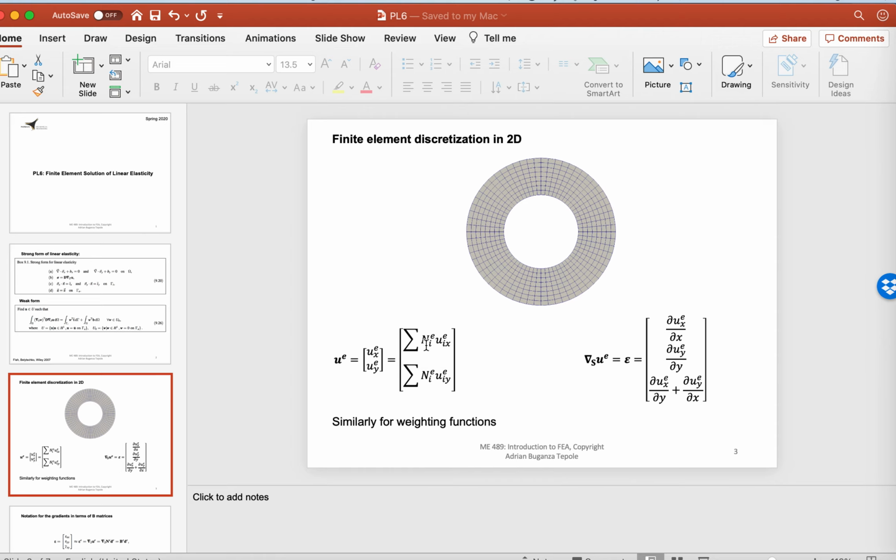You have a sum of shape functions times nodal values for x and y displacements. So that stays the same. What is different is that for quadrilaterals you will have 4 shape functions as opposed to the 3 that you had for triangles. But this notation is pretty much the same. You're going to have a sum of shape functions times nodal values.